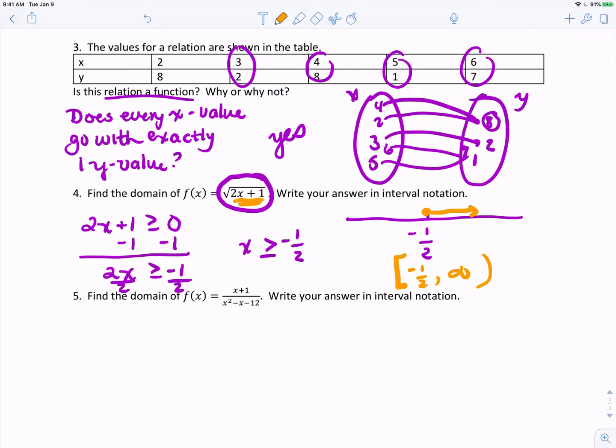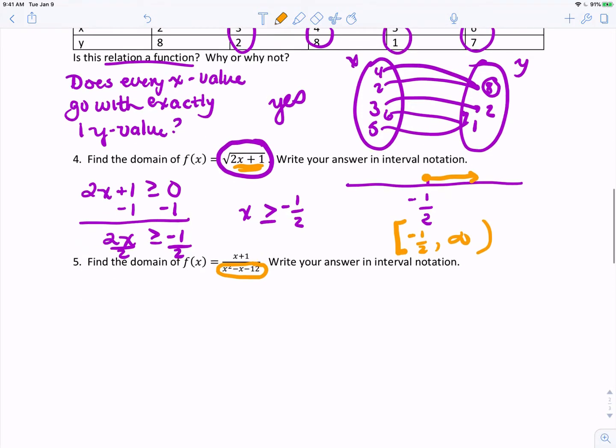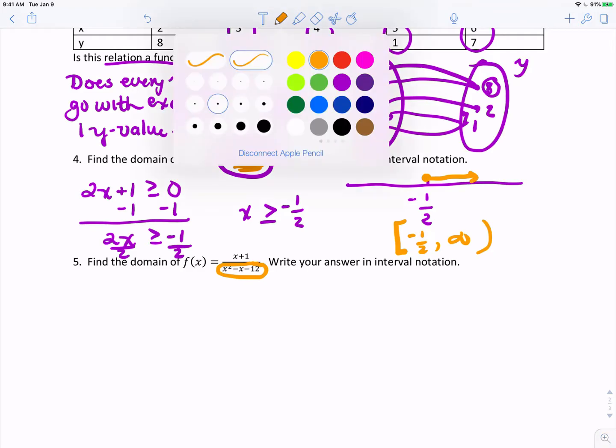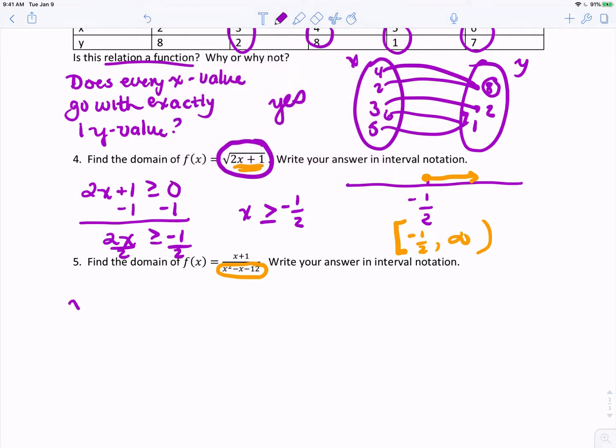Let's try the next one. Find the domain of f of x is equal to x plus 1 divided by x squared minus x minus 12. And write your answer in interval notation. So this is a rational function. And in a rational function, you have to be careful that the denominator cannot equal 0. So we have x squared minus x minus 12, and we know that that cannot equal 0. Well, let's find the values for which it is equal to 0.